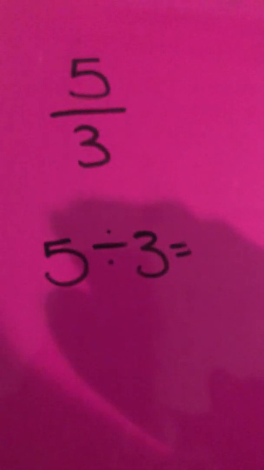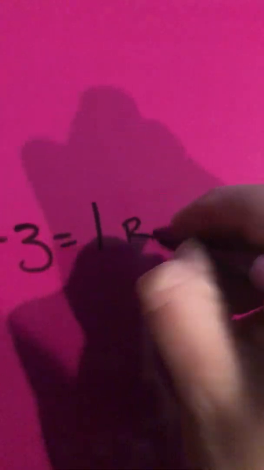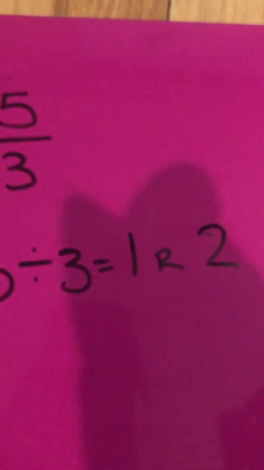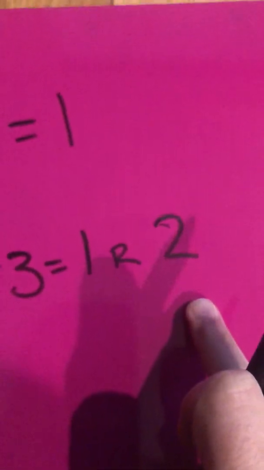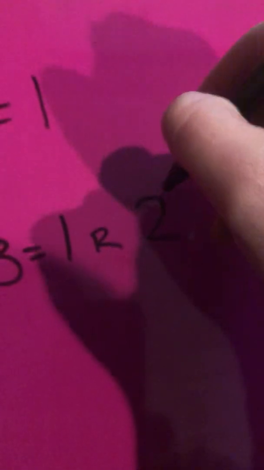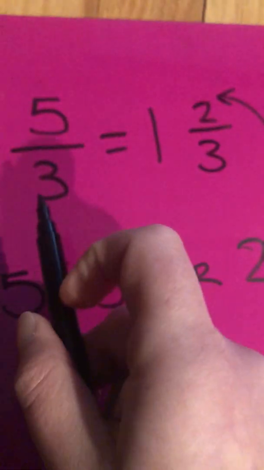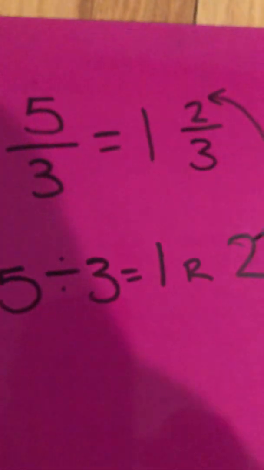And when I solve 5 divided by 3, I get 1 with a remainder of 2. Now, I can take this 1 remainder 2 and make that my mixed number. So 1 is going to become my whole. My remainder of 2 is going to become my numerator. And my denominator is going to stay the same. So 5/3 is the same as 1 2/3.